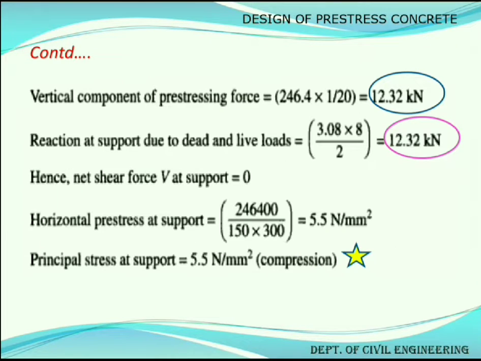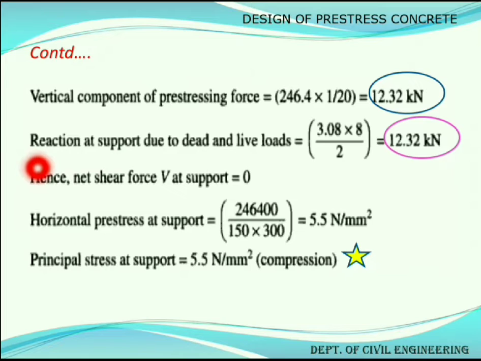So now comes your vertical component. The vertical component of the pre-stressing force is given by what? P sine theta, and as theta is very small, sine theta is theta itself. So P into 1 divided by 20, we get the value as 12.32 kilonewton.